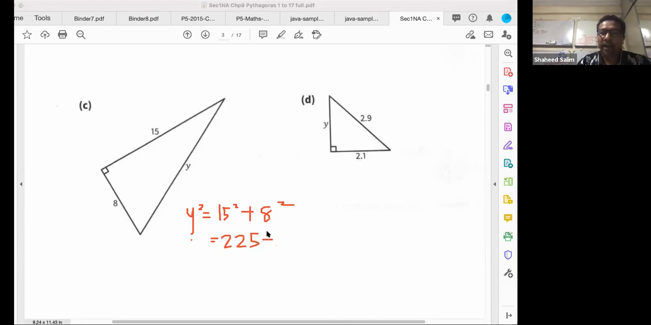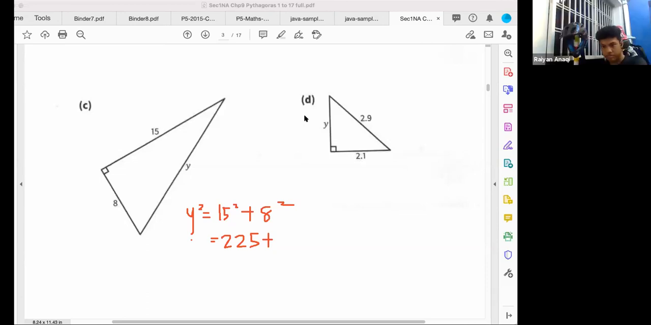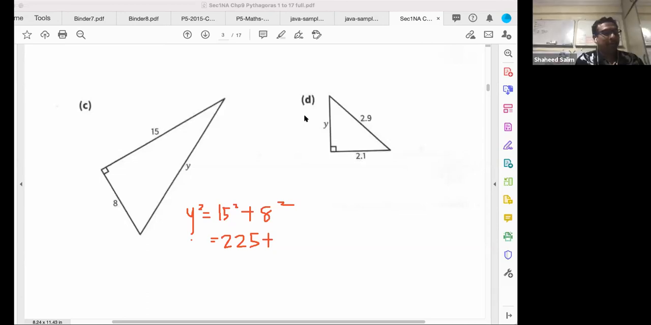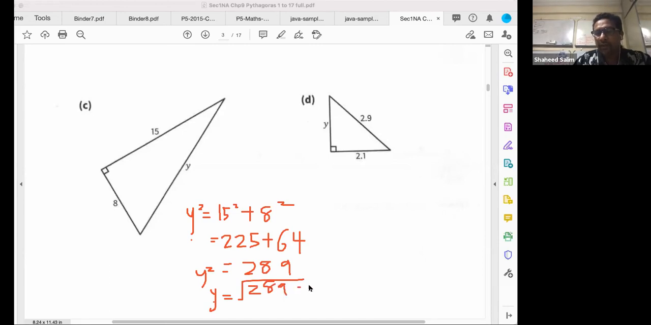So you get 225 plus, 15 times 15, how much? 15 times 15 is 225, correct? Plus 64. You get 289 here. y squared is 289. Okay, so what is y? Square root of 289. Square root of 289, you get 17. Remember, this one is not 15 times 2, it's 15 squared.